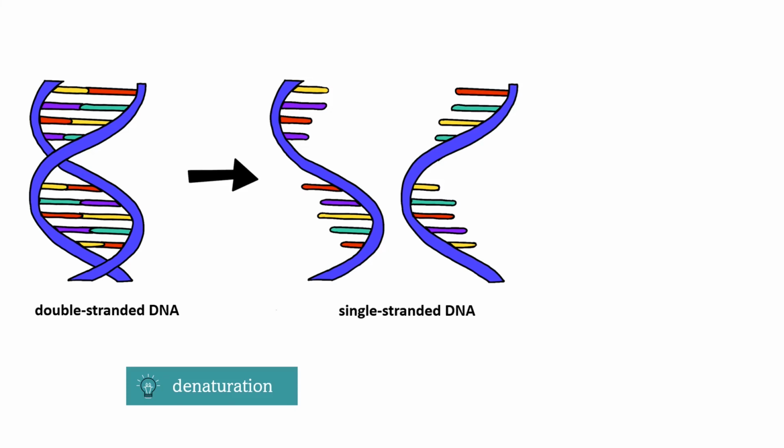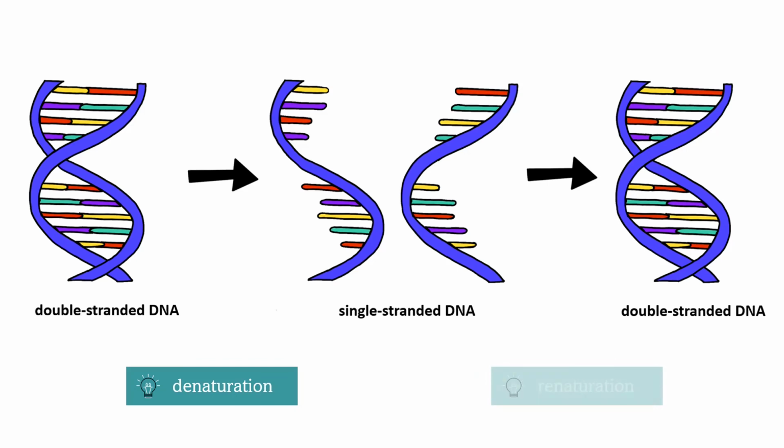DNA. If we then slowly decrease the temperature from the 90 degrees Celsius, the two chains will again come together, forming the double helix. And this is called DNA renaturation or hybridization. Okay? Great. So this is it for DNA.